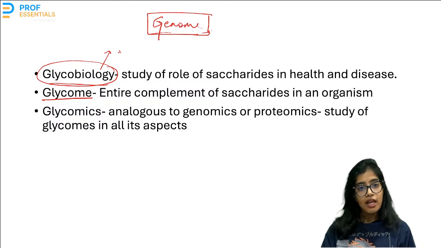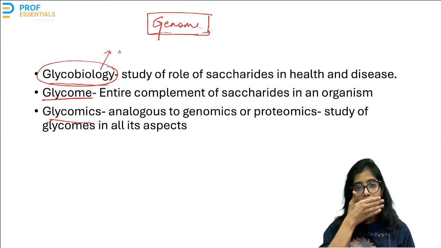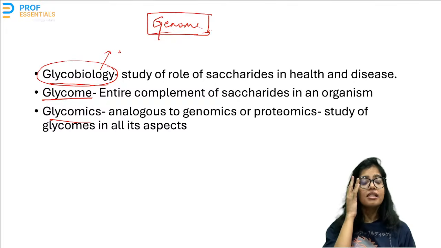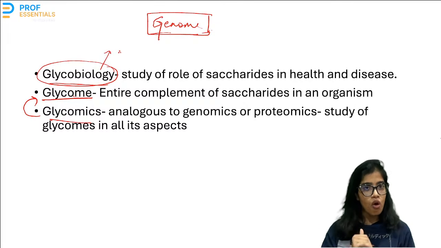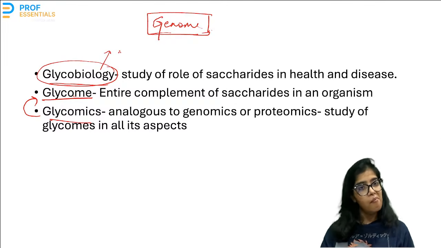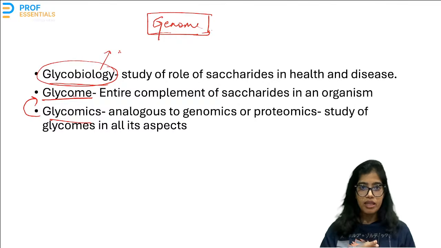Okay, next is glycomics. Glycome is similar to genome; similarly, glycomics is analogous to genomics or proteomics. That is, it is the study of glycomes in all its aspects. Now that you know what the entire complement of saccharides is, be it free or bound form in the organism, you have to study their properties, their reactions, their nature. In which field? Glycomics, just like genomics. So these three terms are very important: glycobiology, glycome, and glycomics.